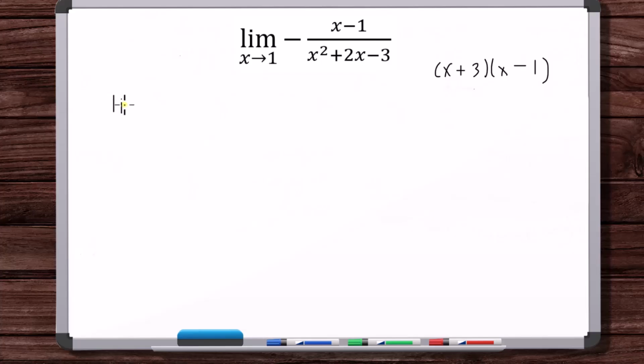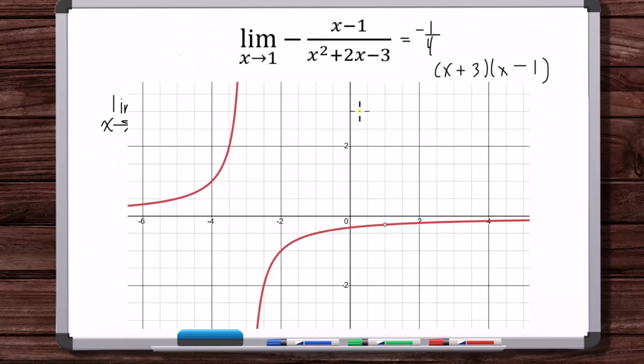So, okay, but this simplifies: the x minus 1's cancel, and we get... Okay, so now plugging in 1 here, you get minus 1 over 4. Right, because this is just this graph with a hole in it at x is equal to 1. And so, therefore, this limit is just equal to what this function would be equal to if it was defined at that hole, which is minus 1/4. And there you go. So here's the graph of this function. There's the hole. So the limit as x approaches 1 is just this value, minus 1/4.